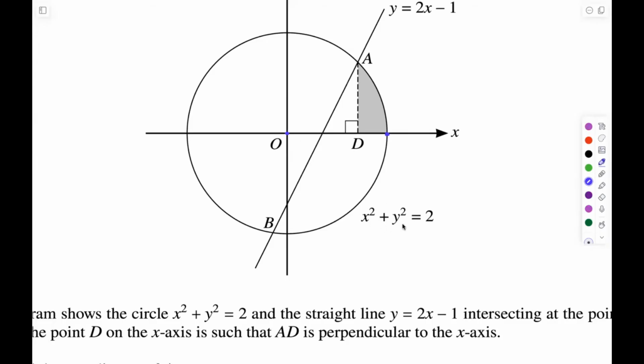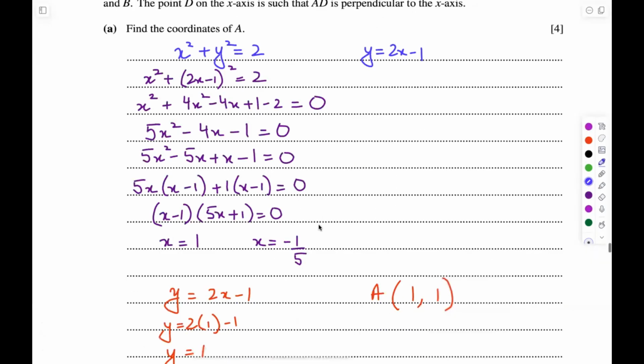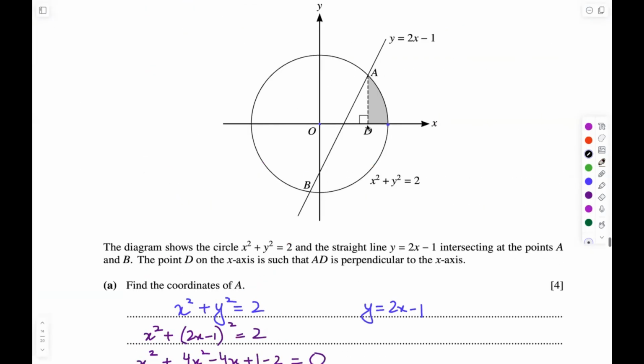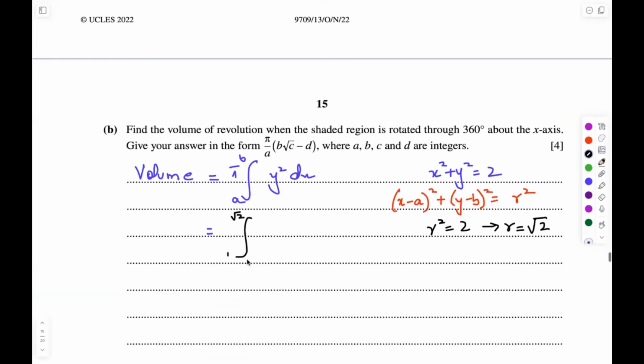The equation of the circle is x squared plus y squared equals 2. So first, using this equation, we'll try and find the radius of the circle. We know that the general form of the equation of a circle is given by (x minus a) whole squared plus (y minus b) whole squared equals r squared. A and b are 0 as the center is the origin. So we can say that r squared will be equal to 2 and r will be equal to the square root of 2. So the upper limit in this case will be the square root of 2, and the lower limit will be the x coordinate of D, which is equal to 1. So the limits are square root of 2 and 1.